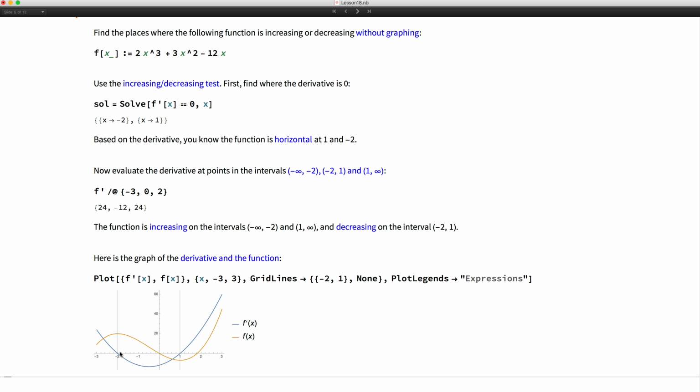So here's a plot of the derivative and the function, and you see over here that the orange graph is the function itself. So when the function increases, the derivative is going to be positive. When the function decreases, the derivative dips down below the x-axis, and then when it increases again, the derivative becomes positive. So that says that the derivative gives you pretty good information about the increasing or decreasing nature of a function.